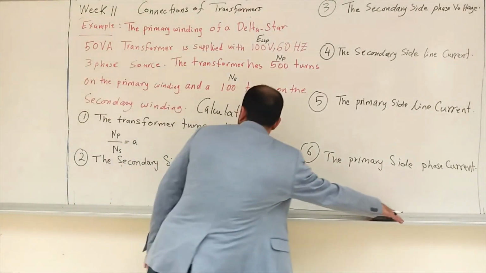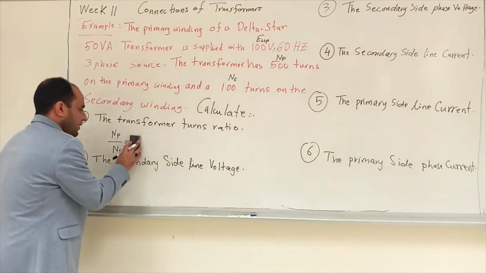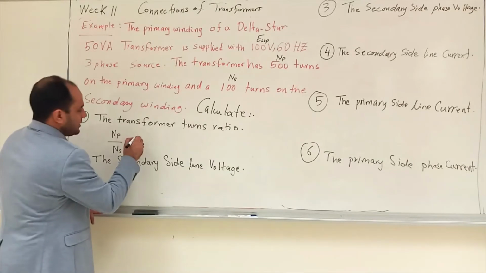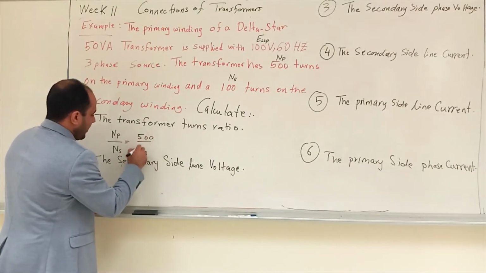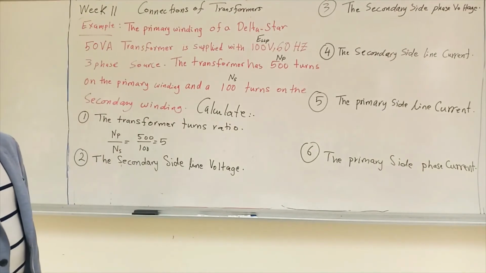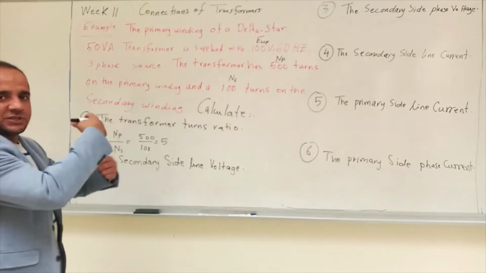But don't worry about this. Now we can just keep it N_P over N_S. So what is N_P over N_S? Basically, this is 500 over 100. That's 5. This is 5. What about the opposite of that?